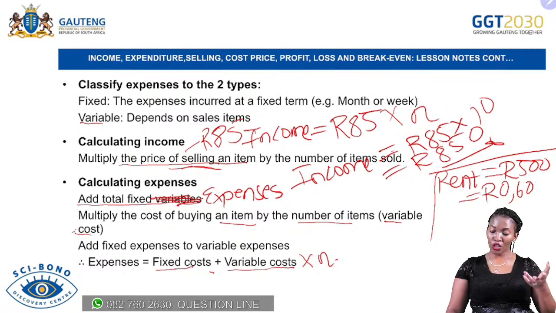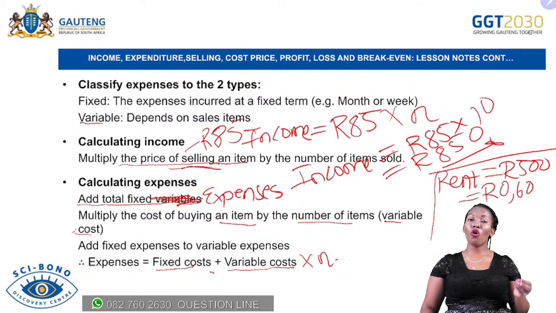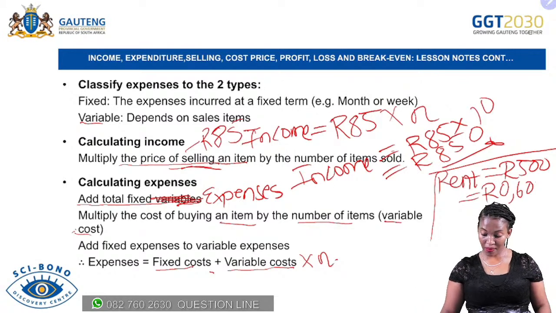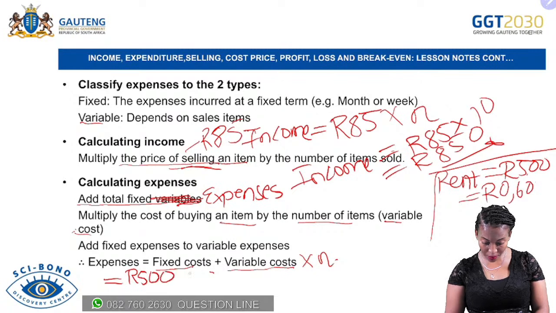So if you wanted to calculate my cost for producing 100 fat cakes, okay, let's start with the formula. If you wanted to derive a formula for my shop, my formula for expenses would be: the fixed cost in this case is the rent, how much is it? It would be 500 rent plus what is my variable cost per fat cake? It is 60 cents.